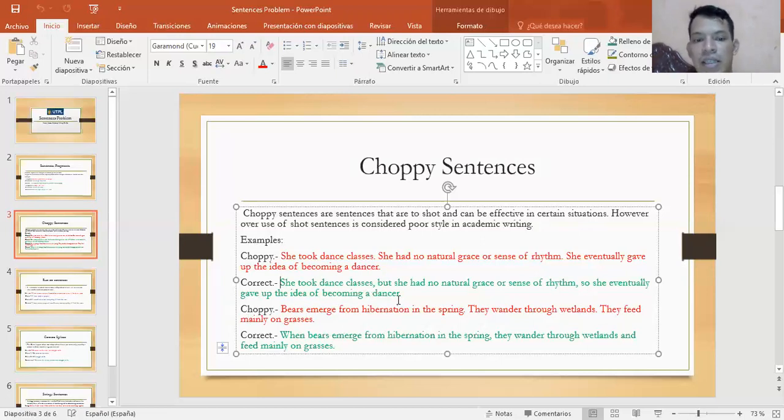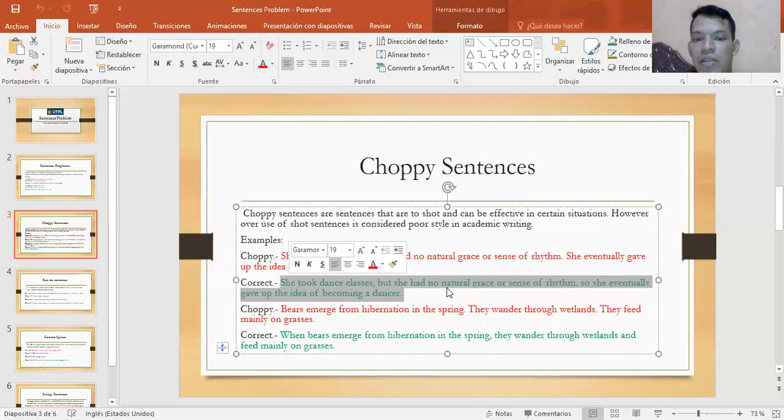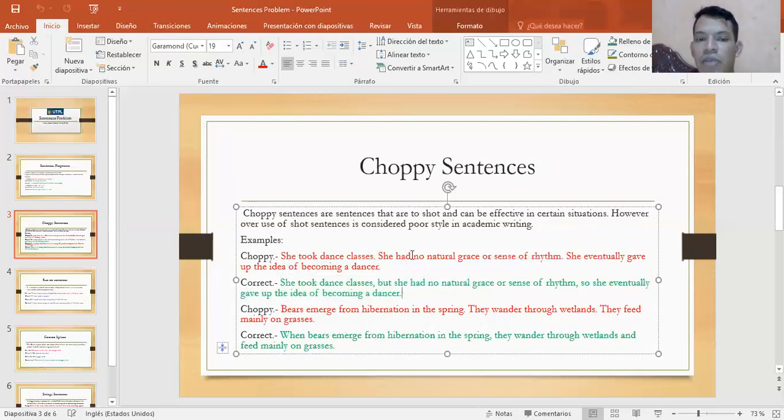So it's a good example too because this has short sentences. We have in a paragraph one, two, and three short sentences. Instead of this, we have used connected sentences in a paragraph. So we use connectors and we give coherence to the paragraph.